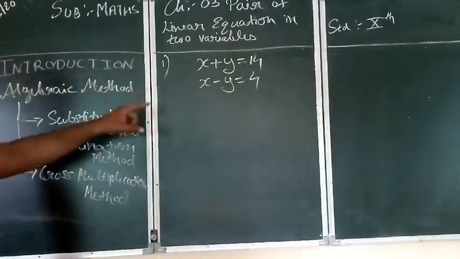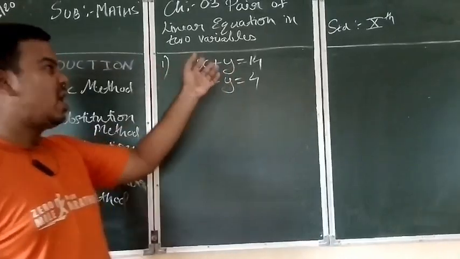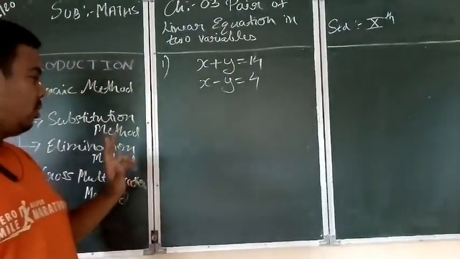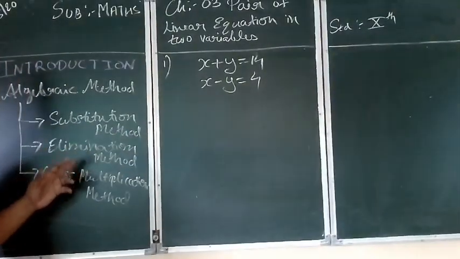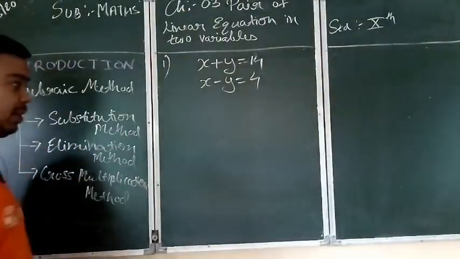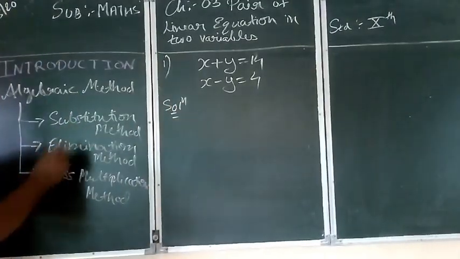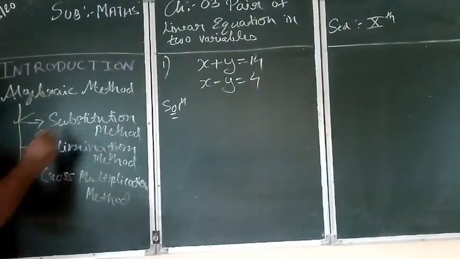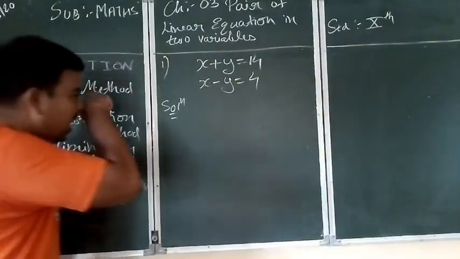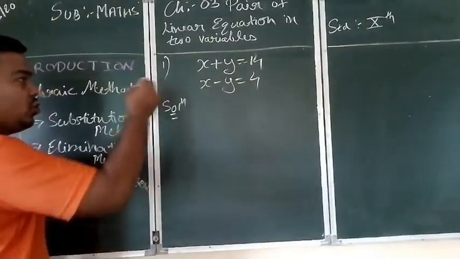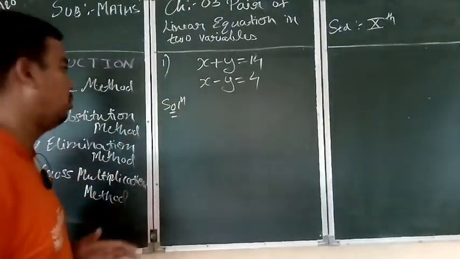So I take one example of a pair of linear equations in two variables. That example we solve by each method: substitution method, elimination method, and cross multiplication method. First we solve by substitution method. So x plus y equal to 14 and x minus y equal to 4. First we write this equation in standard form.